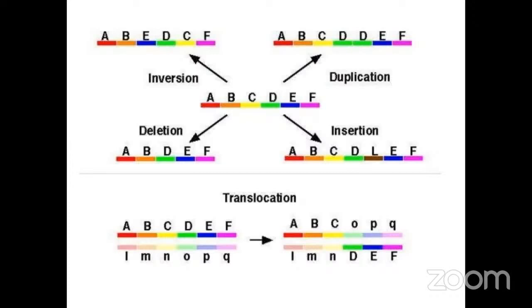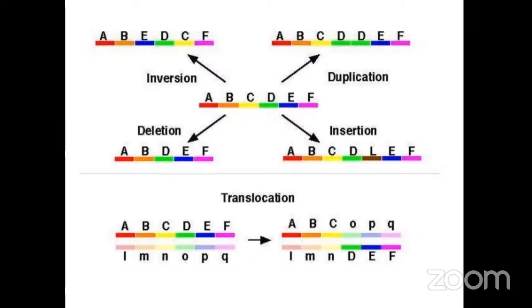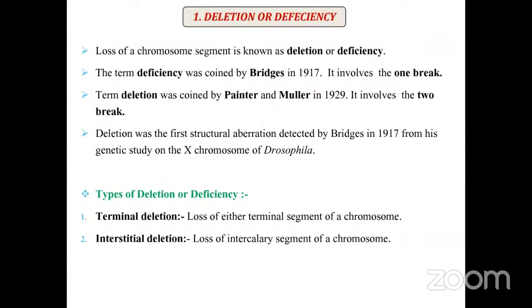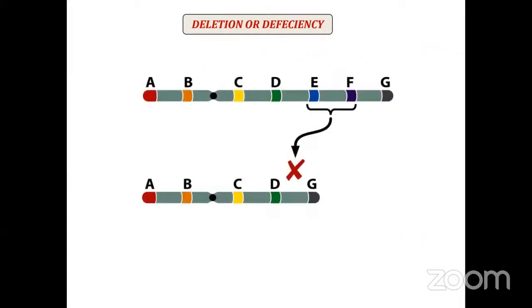So translocation is also a type of structural chromosome change. Right now we can call it structural chromosome aberration. These five are all types of structural chromosome aberration. So the deletion: I told you that in deletion, with A, B, C, D, E, F, here E and F genes are deleted.